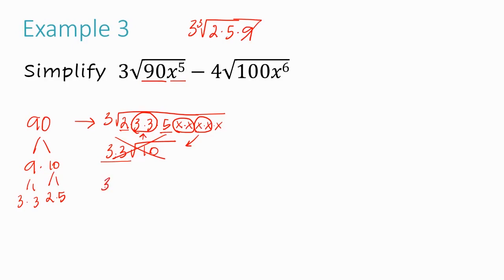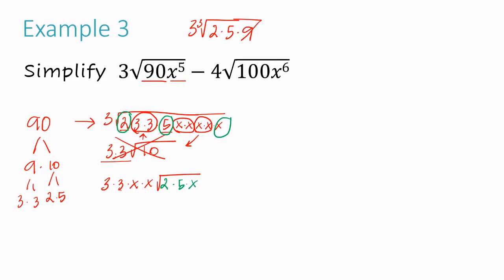So this leaves me with 3 times 3 times x times x. So that means anything that did not have a partner, and I'm going to circle those items in green, remains under the radical, okay? So 2 was something that didn't have a partner, 5 was something that didn't have a partner, and x didn't have a partner. So now I'm going to multiply all these things together so that I can have a finalized number for just this first term.